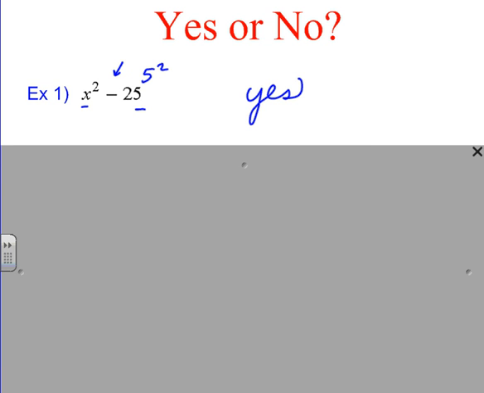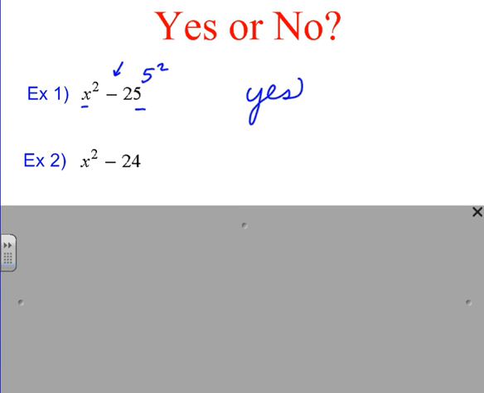Let's take a look at another one. x squared minus 24. Again, when we look at it, we would say two terms, looks good. Subtraction, looks good. Square term, looks good. And a 24, which isn't very good, but that's okay. Because we know that's not a square, right? So we can say no, it's not. We can do that right off the bat.